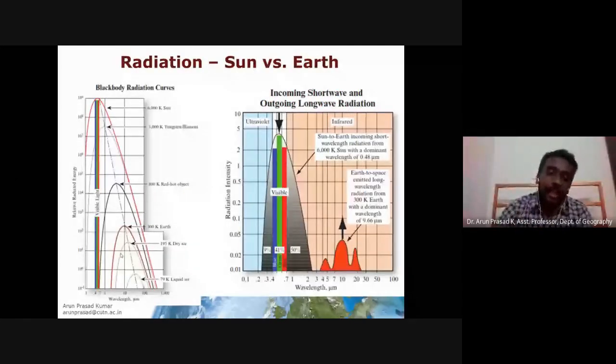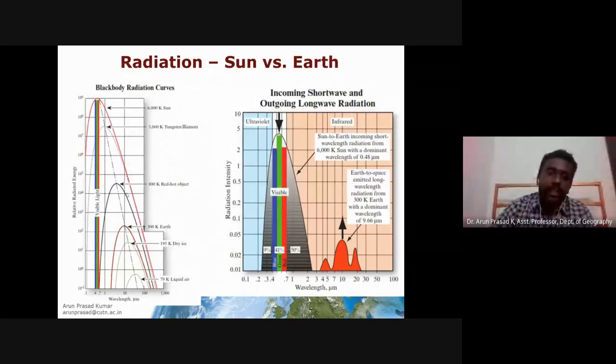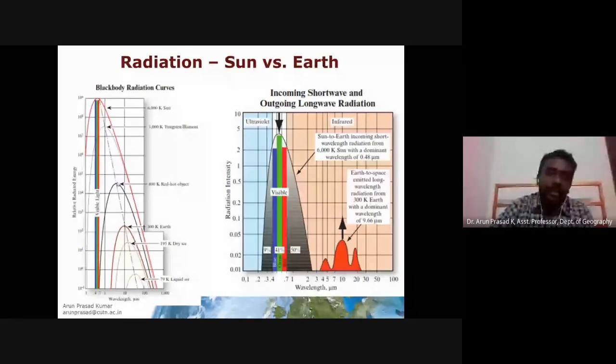This is what we have explained in the last figure. This is 79 Kelvin liquid air, and 195 Kelvin dry ice. So different materials are at different temperatures as given here. Here we understand that this is the 6000 Kelvin sun. The maximum spectral radiance occurs between 0.4 and 0.7 micrometer, which falls in the visible light. Coming to the Earth's example, this is the sun's peak and this one is the Earth's peak.